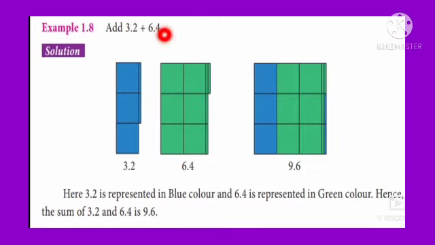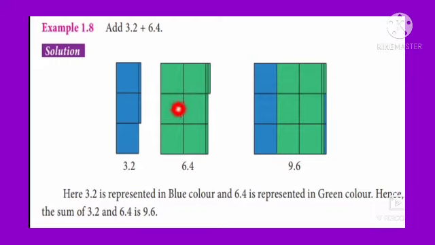And 0.4: the 4 is in the tenths place of a decimal number, and here it is represented in the area model as thin rectangular stripes. Totally 4 thin rectangular stripes have to be drawn. So 1, 2, 3, 4.